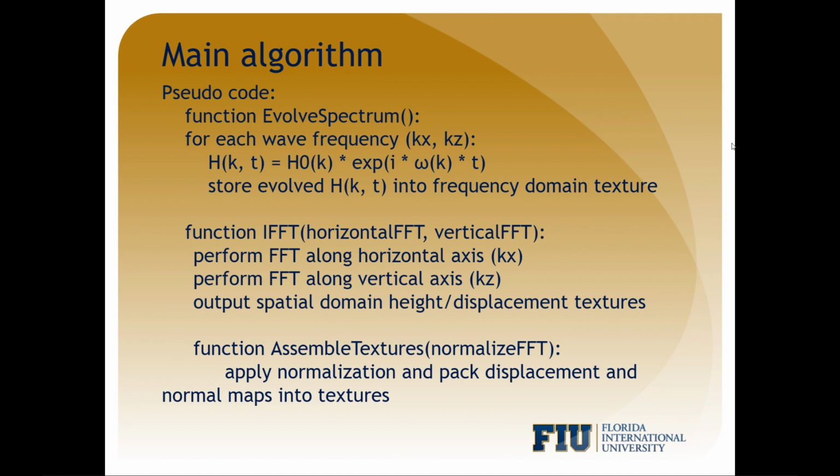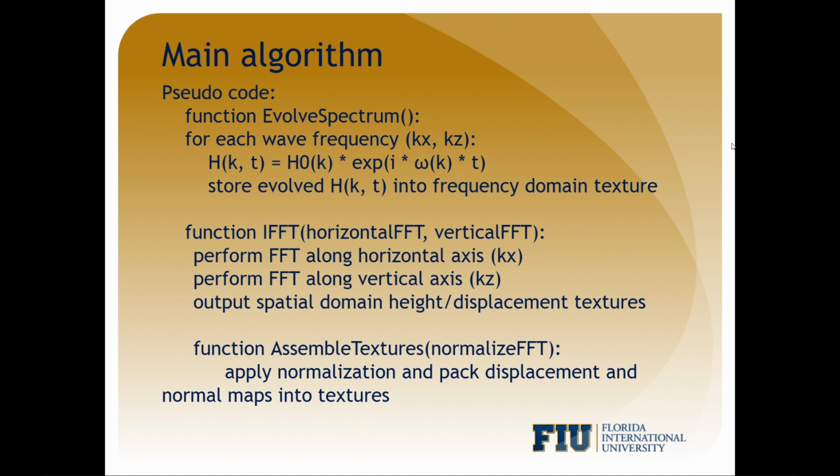This is the core of our ocean simulation, and it relies on three key functions. First, we have the evolve spectrum function. This handles the time evolution of ocean waves. It iterates through each wave frequency component, both in the x and z directions, and applies the evolution formula, which can be seen as h of k comma t. This gives us the updated wave heights in the frequency domain, which we store in a texture.